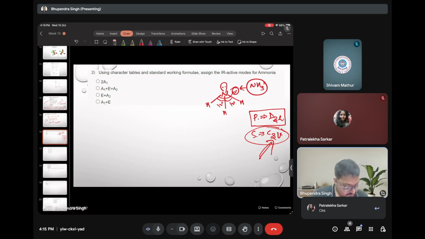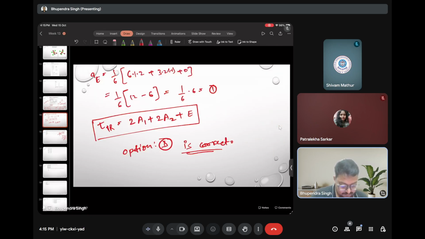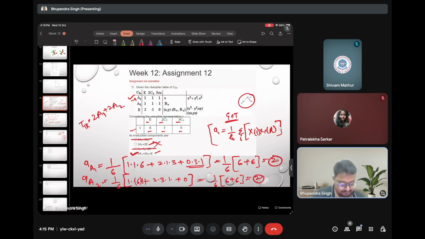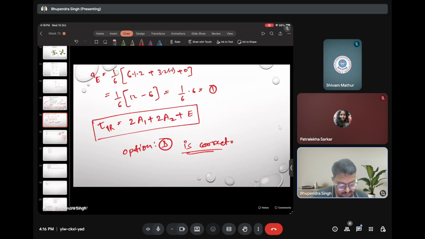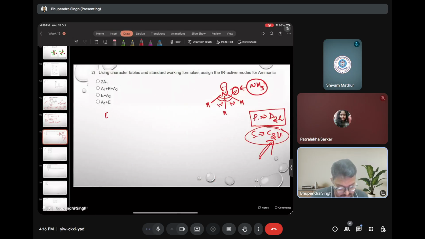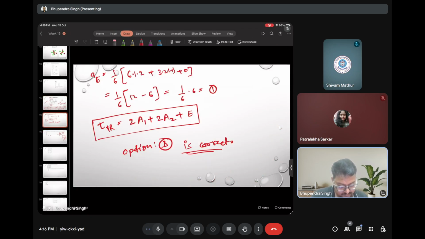So now we need the character table of C3V. Then we will be able to find it out. Okay, the character table we have here. What symmetry elements are present? E, C3, sigma V: 1, 2, 3.